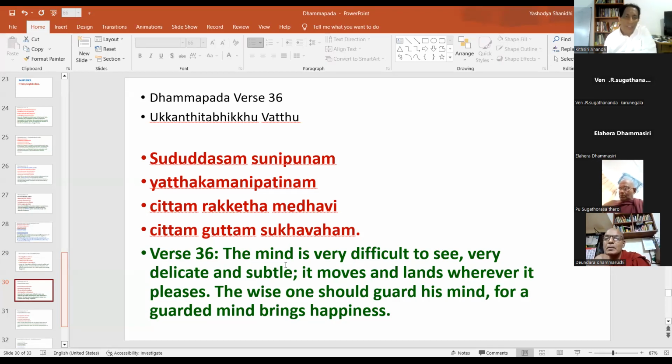Sududdasang sunipunang. The mind is very difficult to see. Yattakama nipatinu, very delicate and subtle. It moves and lands wherever it pleases. Ittang rakketa medavi. The wise one should guard his mind, protect his mind, secure his mind. Ittang guttang sukavahan. Because a guarded, secured, protected mind brings happiness.